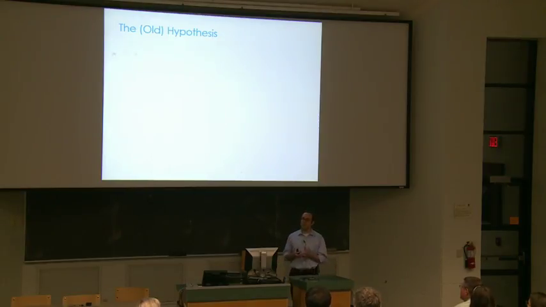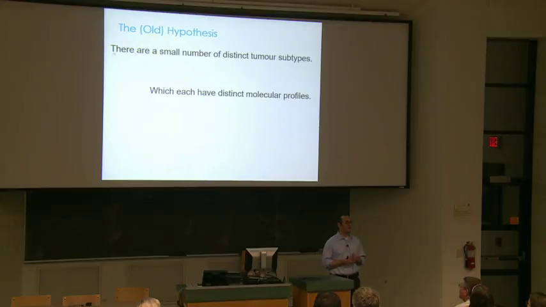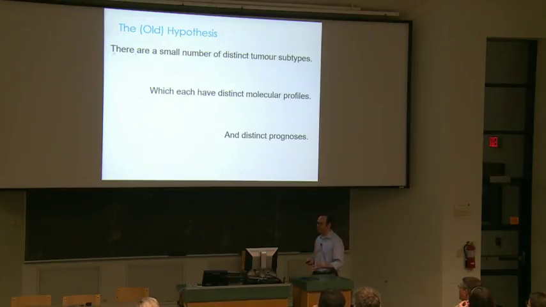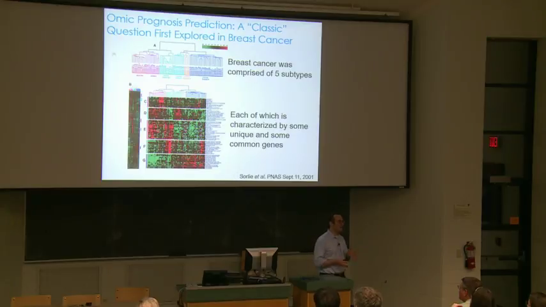And initially, people have done these studies based on a relatively straightforward hypothesis, that if we looked at any solid tumor type, there are a small number of subtypes. We've heard about the subtypes of breast cancer a few minutes ago. And those subtypes will have distinctive molecular profiles, and those distinctive molecular profiles will be associated with distinctive outcomes or prognoses. And to a computational person, I've just screamed at you several times, pattern discovery or unsupervised machine learning. But you all know this because you've seen plots that look like this.